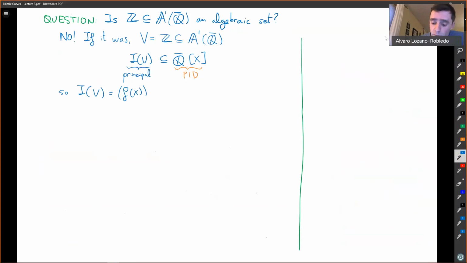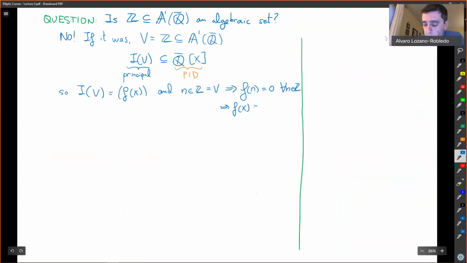So in particular, if n is in Z, which is our allegedly algebraic set, then f of n would be 0 for all n in the integers. But that means then that f of x is a zero polynomial, identically 0. You can show this in two ways. For example, whatever the degree d of f is, it can have at most d roots in Q bar with multiplicity, but we have infinitely many. All the integers are roots.